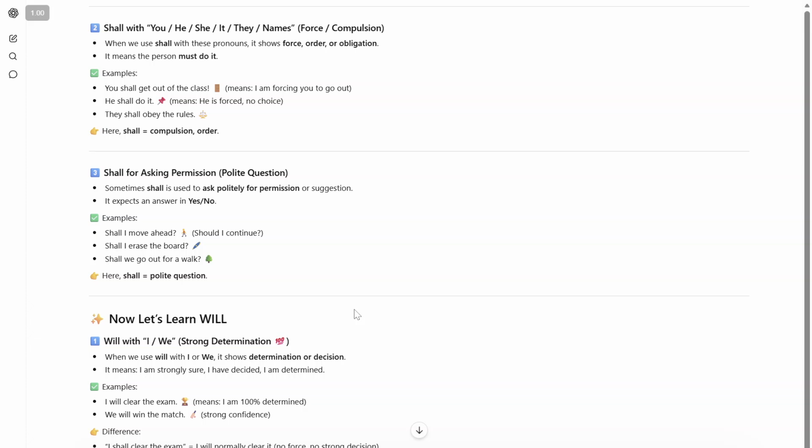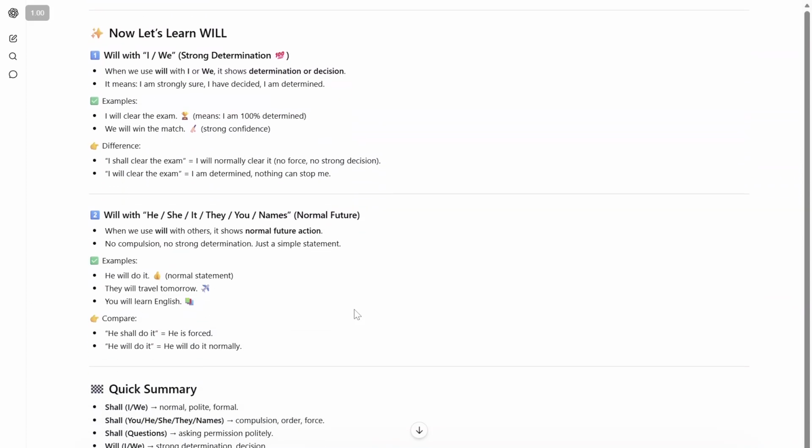Now let's learn will with I, we: strong determination. When we use will with I or we, it shows determination or decision. It means I am strongly sure, I have decided, I am determined. Examples: I will clear the exam means I am 100% determined. We will win the match: strong confidence. Difference: I shall clear the exam equals I will normally clear it, no force, no strong decision. I will clear the exam: I am determined, nothing can stop me.